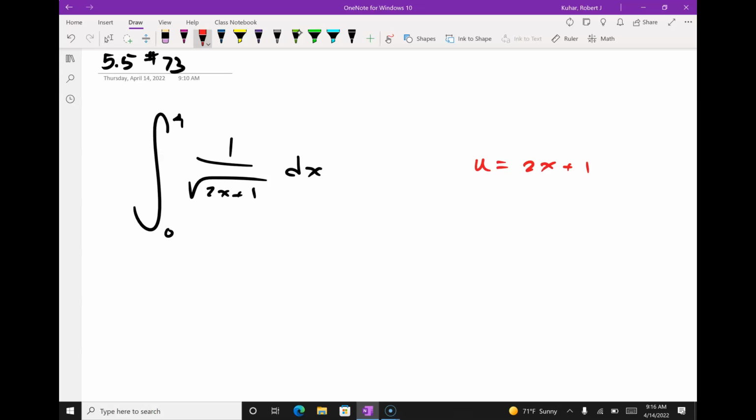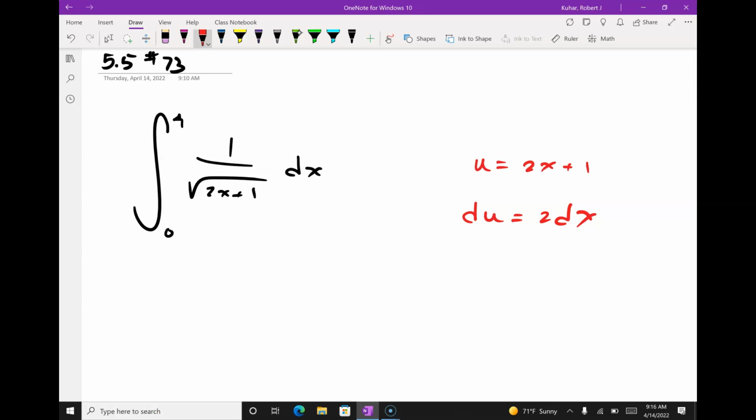So u is 2x plus 1. What is du? Two dx, yes. And the key here is to not forget about this dx piece.